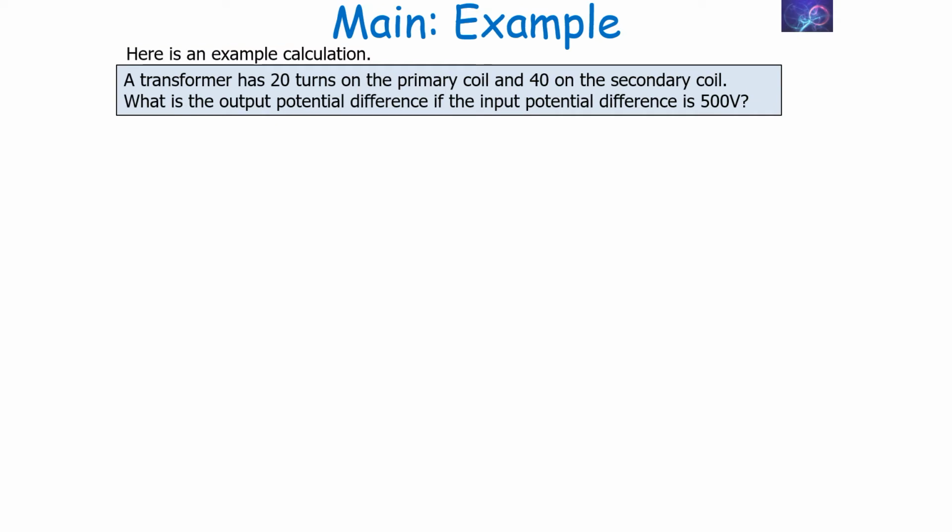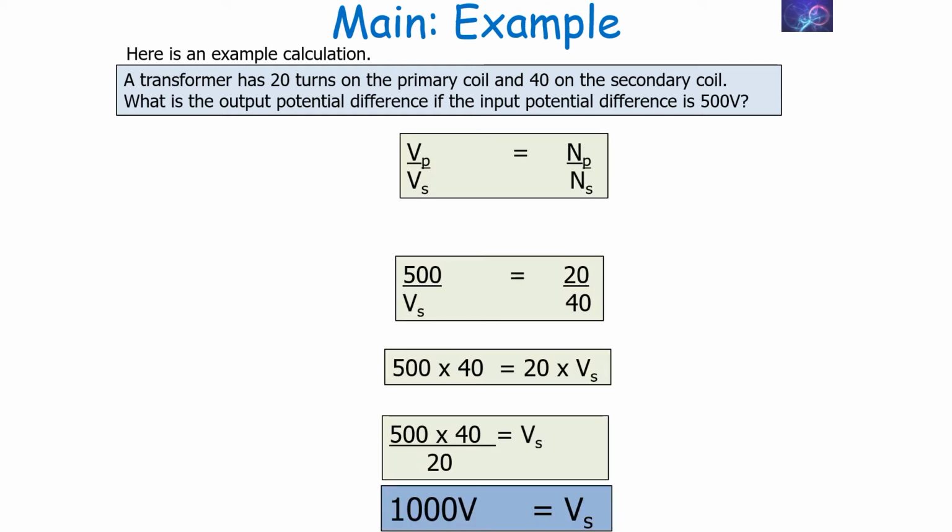So let's have a look at an example of this in a calculation. Now a transformer could have 20 turns on the primary coil and 40 on the secondary coil. What is the output potential difference if the input potential difference is 500 volts? Well, you can work this out, and the answer is 1000 volts.